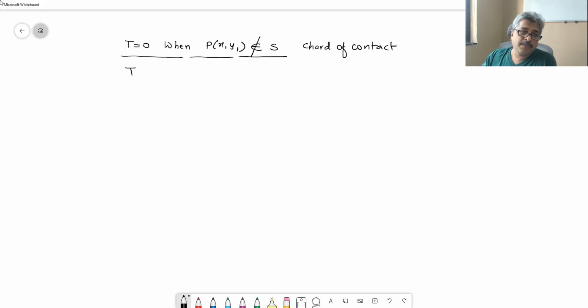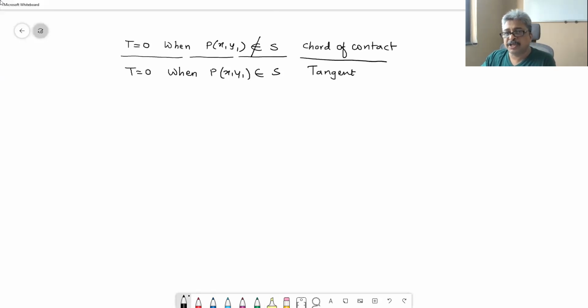And before that, what we had proved is T is equal to 0 when P(x1, y1) belongs to S, the tangent. And maybe tangent is a special case of chord of contact. So this was our 1 and this was our 2. Now there are a couple of more interpretations of T is equal to 0, and that makes it a very important equation as far as any conic section is concerned.